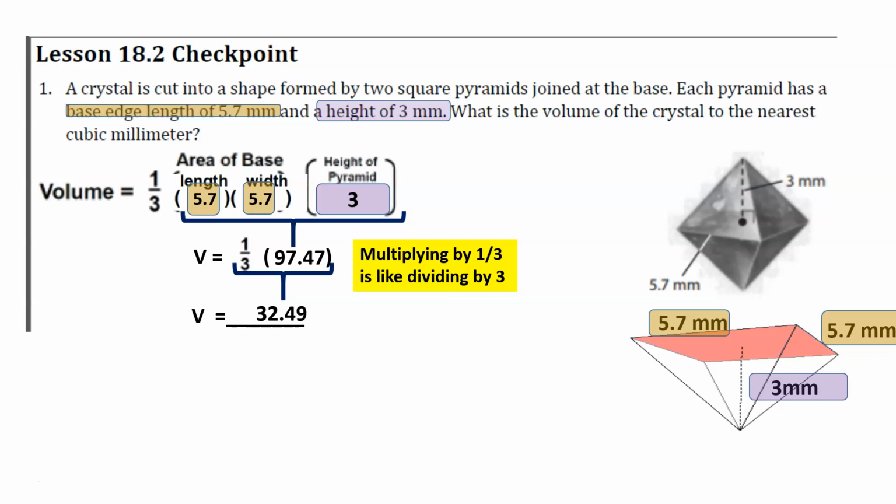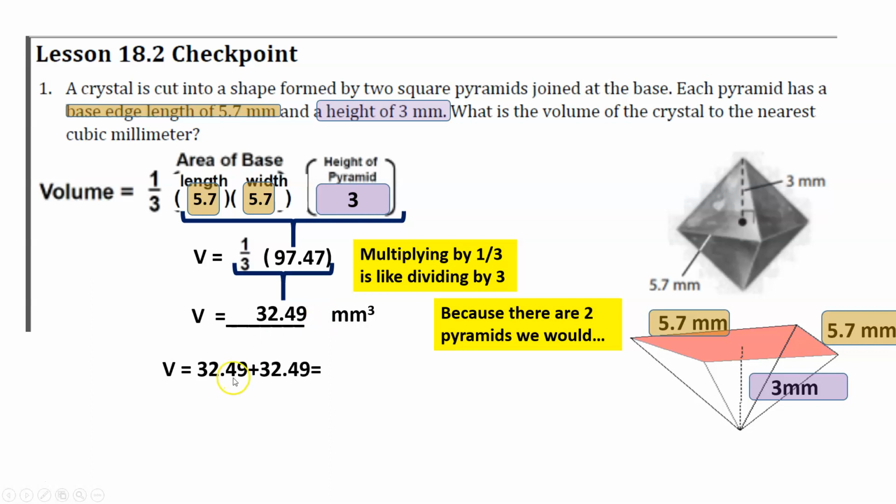Okay. You will be asked to do a couple of the homework questions. Before we go on to the homework, there are two pyramids and they both have the same size. So let's go ahead and add those two together since there are two pyramids with that same volume. And unpause, this would be our total volume for this 3D composite figure.